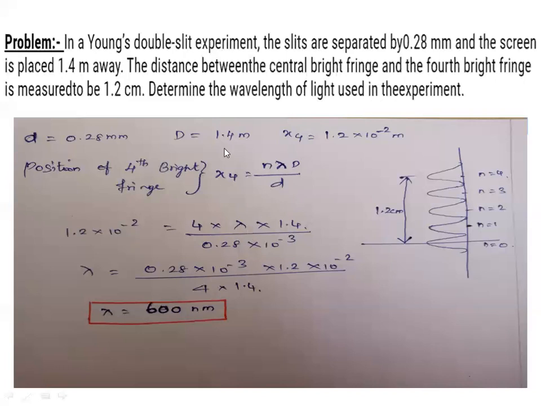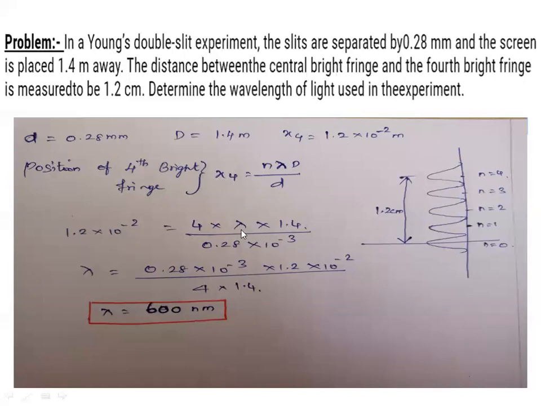Capital D value is given as 1.4 meter, divided by the small d value, which is given as 0.28 millimeter. We are converting it into meter, that is into 10 to the power minus 3. And the x4 value we are substituting here. It is 1.2 into 10 to the power minus 2.